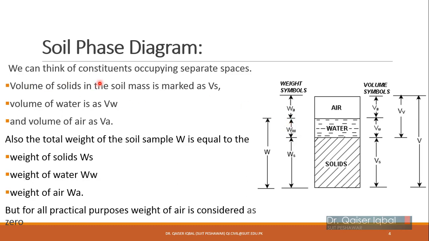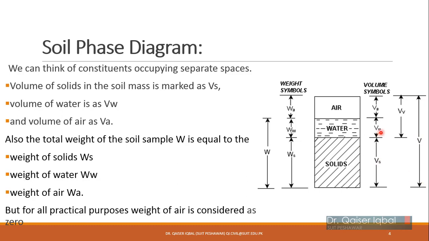We can think of the constituents as occupying three different spaces: solids, water and air, as we discussed on the previous slides. For the sake of simplicity they are discussed as volumes and weights. The volume of solids in a soil mass is marked as Vs, volume of water as Vw, and volume of air voids as Va. If we add all three together, that gives the total volume of a given soil sample.